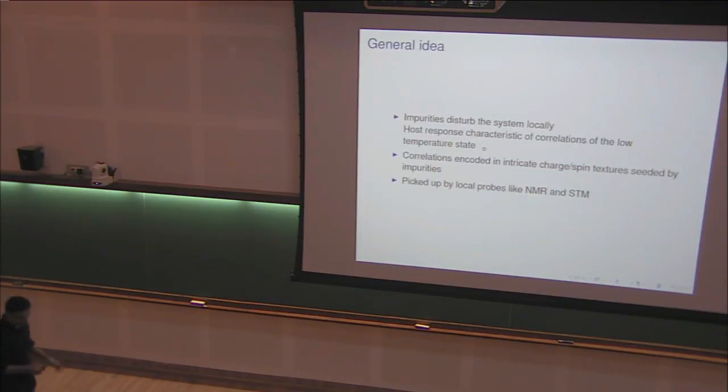And the general idea in all these things is that the impurities disturb the system locally in some manner, and the background or the host system, the original ground state, reacts in some characteristic way. And if you can do some local measurements, you can pick up these characteristic responses, and they are a diagnostic of the underlying ground state in the absence of impurities. That's sort of the idea.